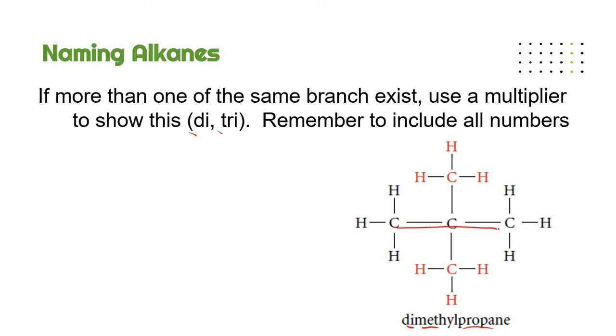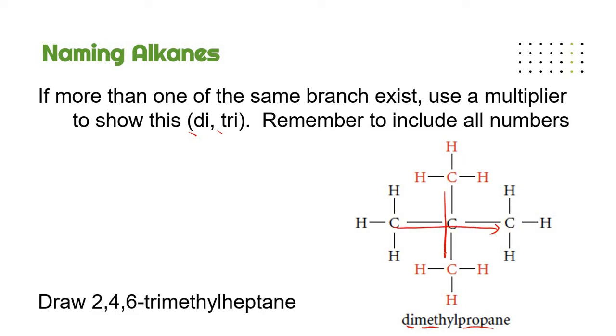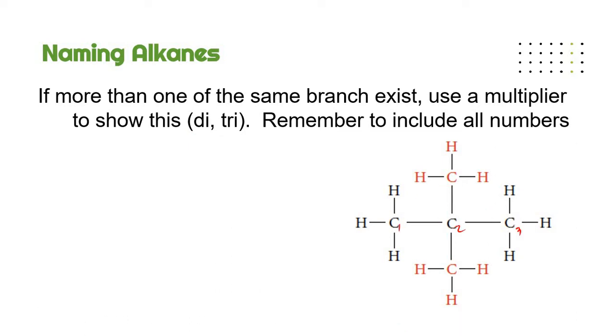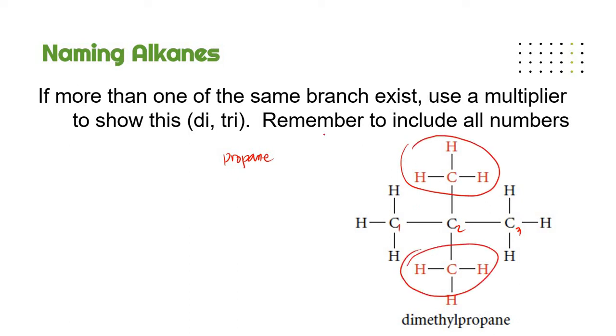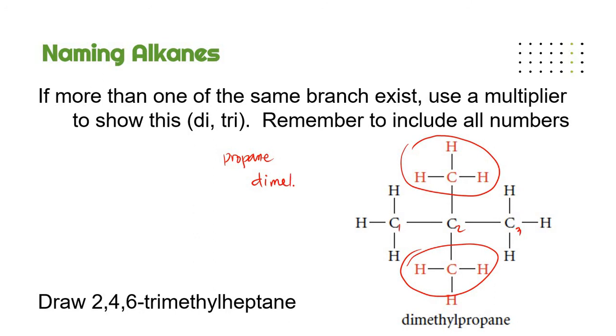Why? First, count the longest chain. We can have it here, or have it here, or have it here. Our longest chain would always be 3. And because we have the longest chain of 3, this is a propane. And then this side here is a methyl, and this is a methyl. So 2 methyl, so dimethyl. And then these are located at 2, so 2,2-dimethyl. 2,2-dimethylpropane is a name.